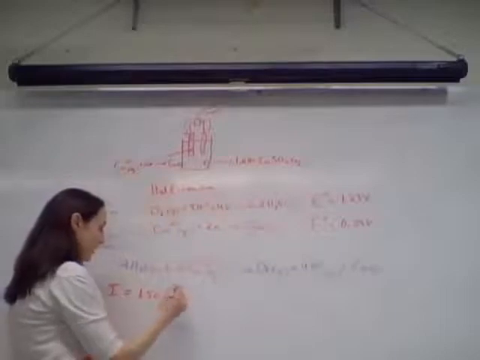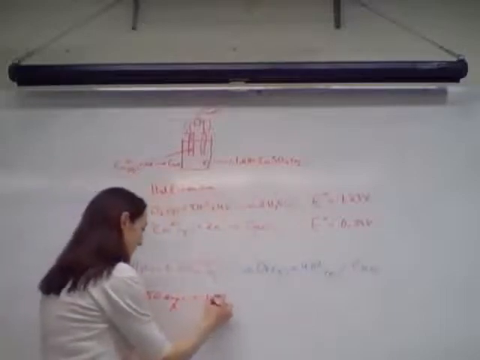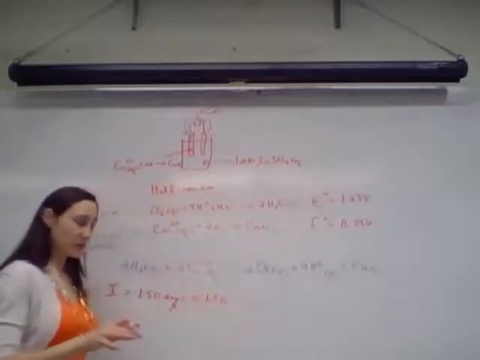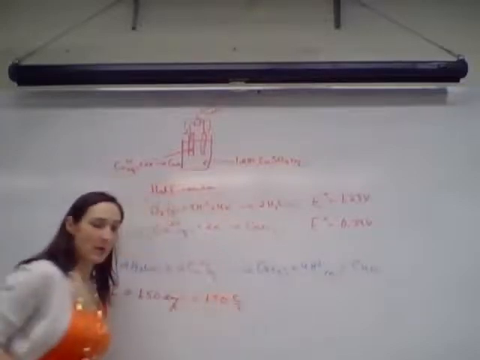You also might see this written as a capital A. But what an amp is, is charge per unit time that's being transferred. The charge unit is in coulombs, and the unit of time that we use is in seconds.